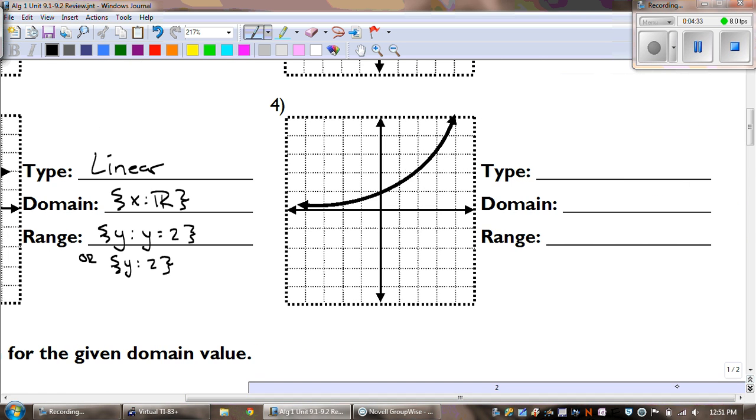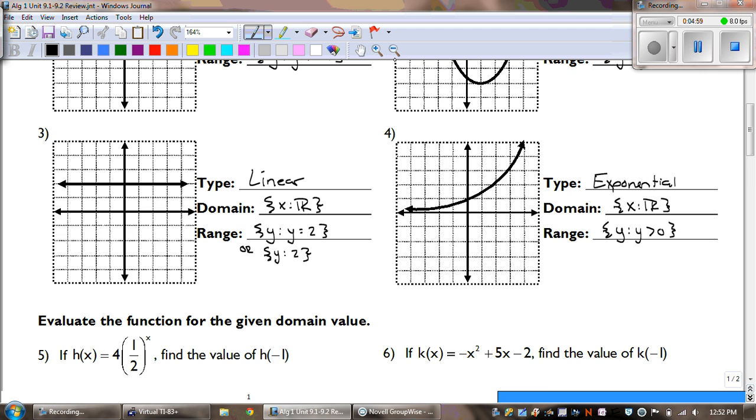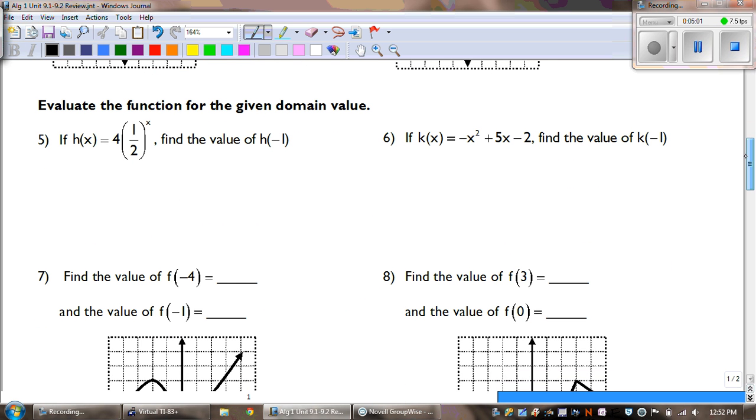Okay, number 4, you guys are all on your own. Go ahead and pause the video, and good luck. Okay, there you go. It's an exponential graph. The domain is all real numbers, and our range is that y has to be greater than 0. All right, let's move on.